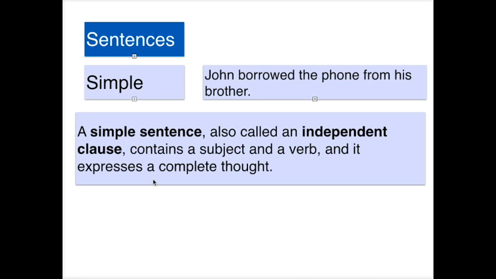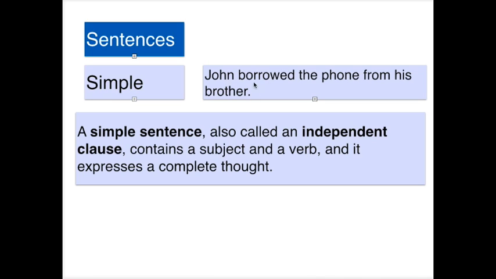complex sentence. A simple sentence is also called an independent clause, which means it doesn't need anything else. It makes complete sense on its own. It's a complete thought. And a sentence, an independent clause, needs a subject and a verb.